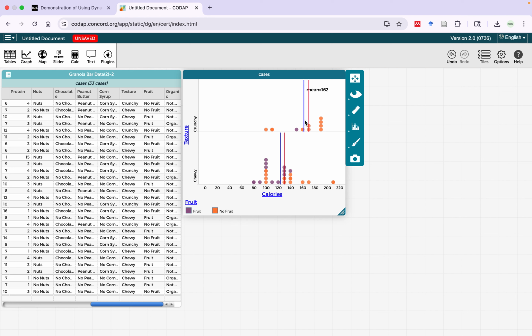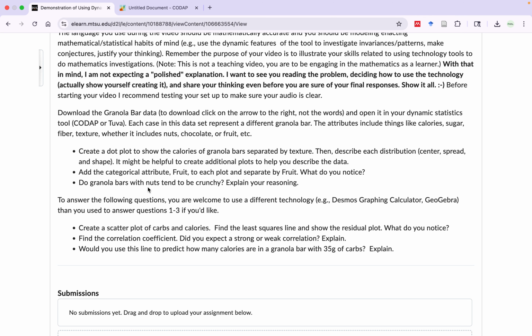Center. 162 mean, 170 median. 130 median, 123 mean. Yeah, on average, more calories. What's the mean of the mean square left? It means there's a lot more, yeah. Granola nuts tend to be crunchy.